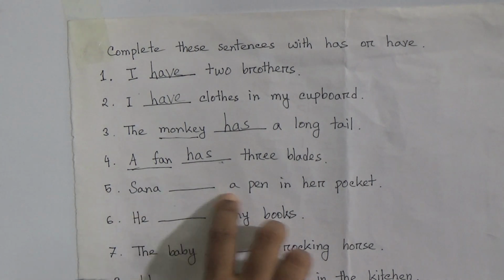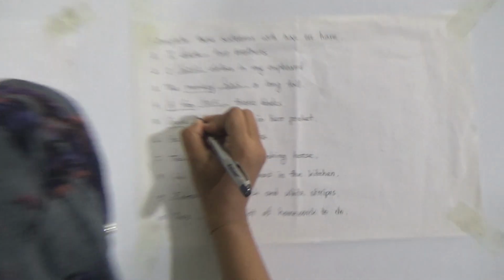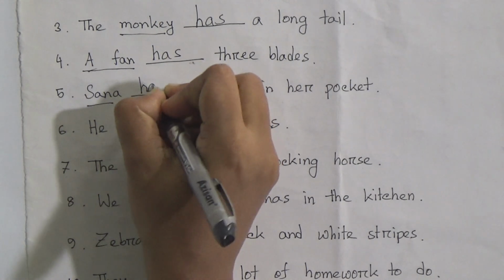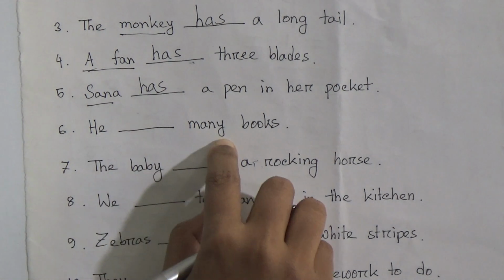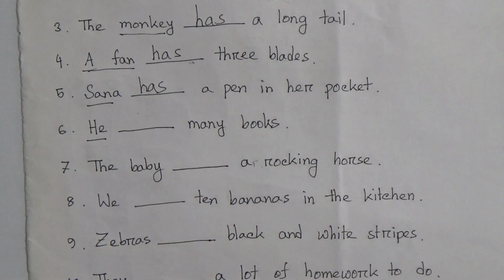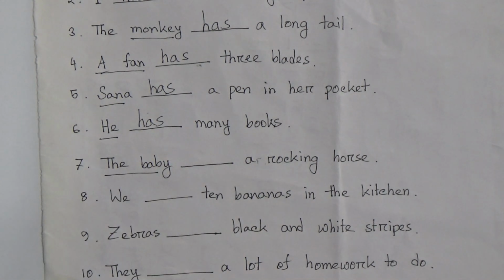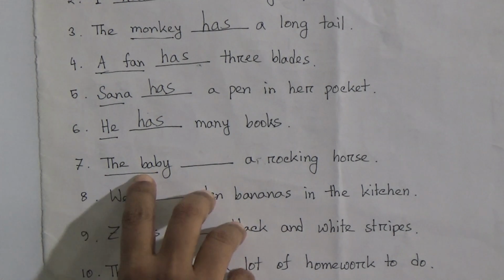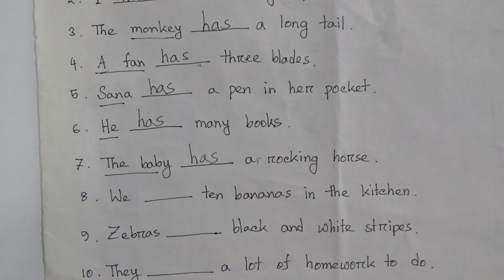Number 5. Sana dash a pen in her pocket. Sana is indicating here one person, like Rita. One person, so it's singular. Then we will write here has. Sana has a pen in her pocket. Number 6. He dash many books. He is a singular pronoun. So what will be here? He has many books. Number 7. The baby is here only one baby. We are talking about only one baby. That means singular. Then what will be here? Has. The baby has a rocking horse.